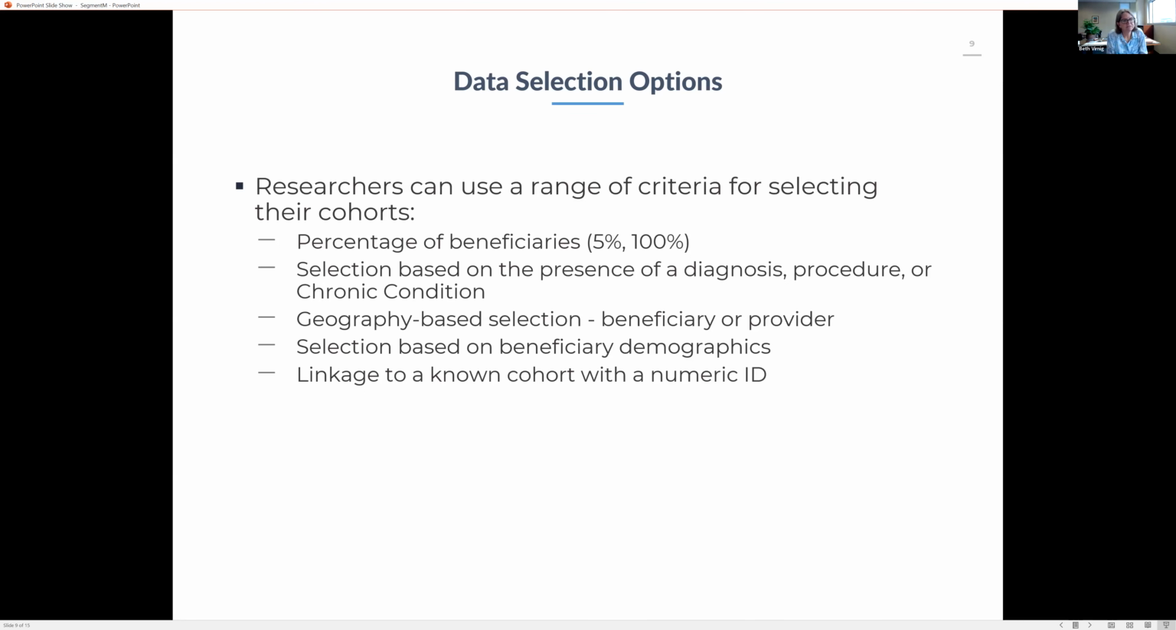You can select based on the presence of a diagnosis, receipt of a procedure, or a chronic condition. You can ask for geography. I want everybody who lives in the state of Florida in 2020, 2021, and 2022. So you can do a geographic-based selection, or I want to look for everybody that is treated by a provider in a comprehensive cancer center or in a teaching hospital. You can select based on demographics, and you can link to a known cohort. So you can say, I've got a cohort of people that I have seen in my clinic, and I want their claims. So again, you've got a range of ways you can pick the people you have.